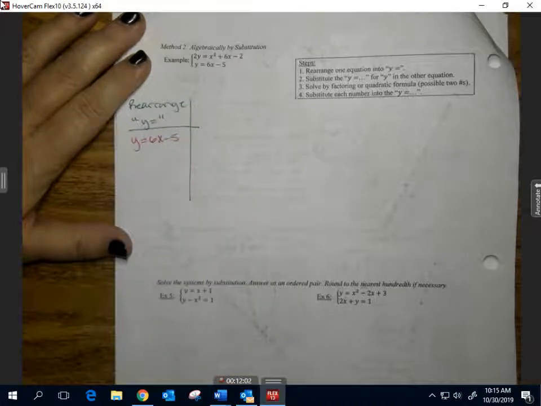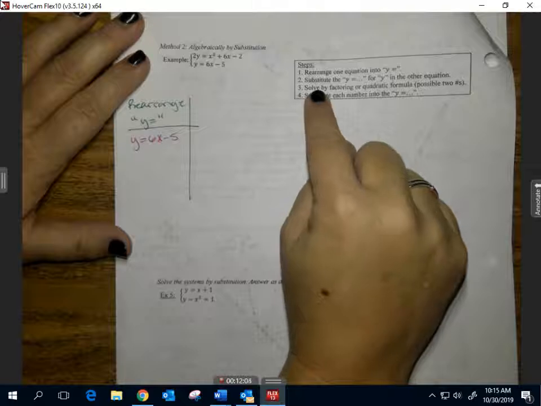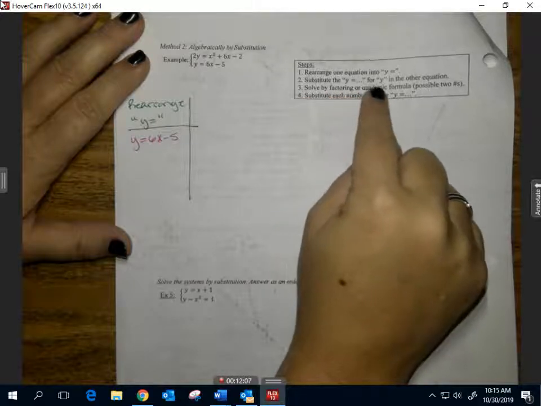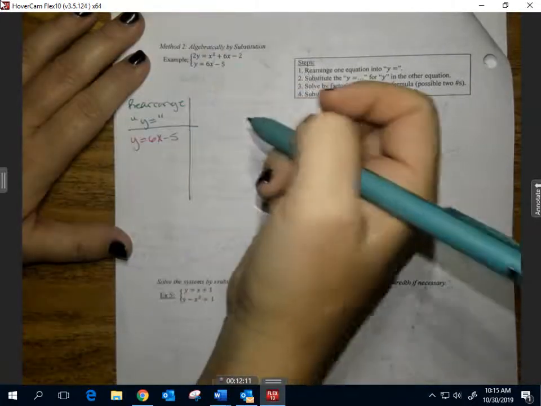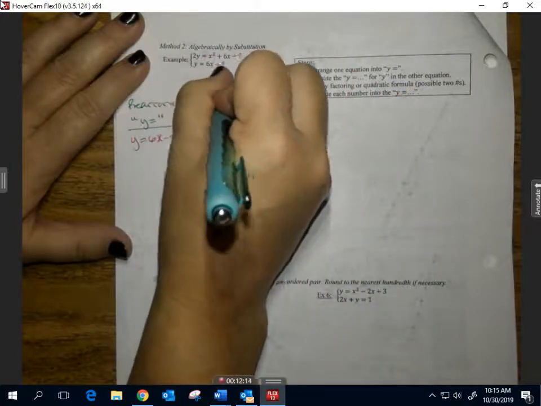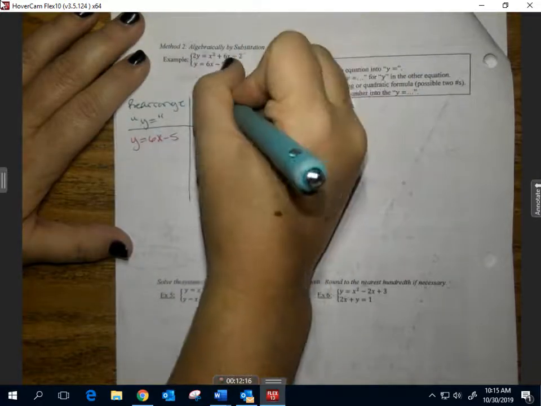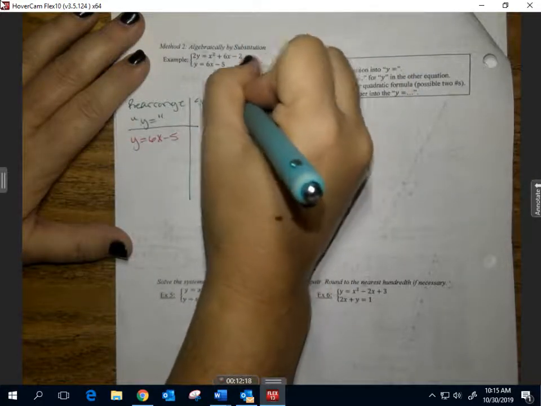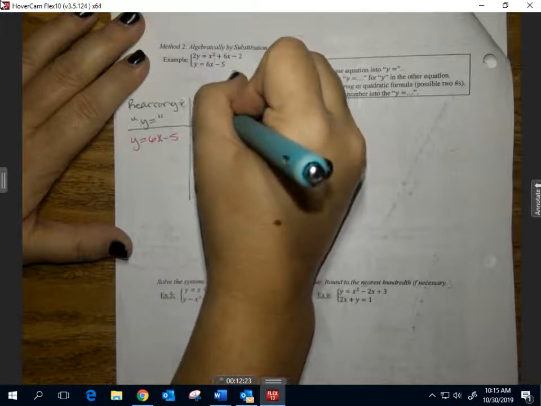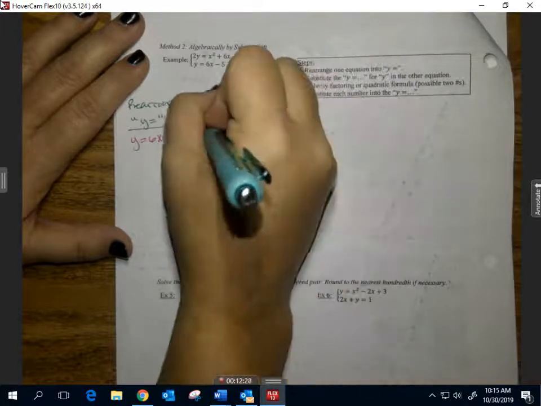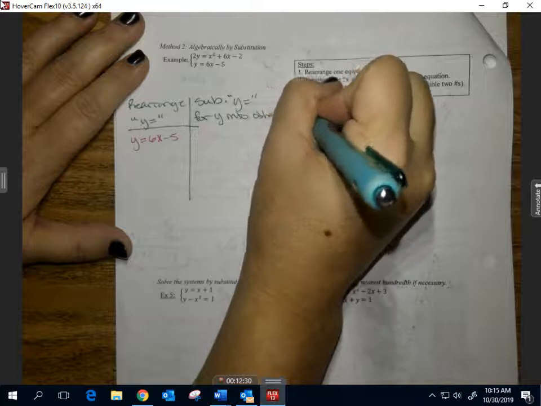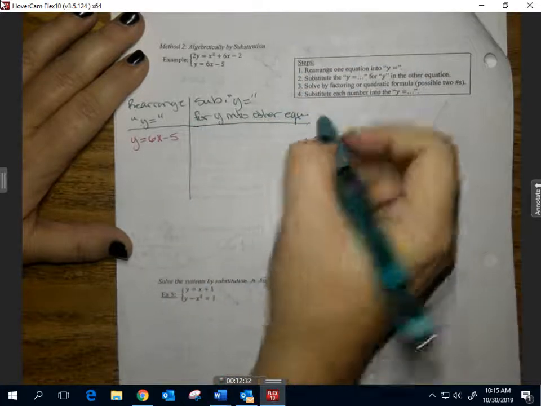So step 1's been done. Yes, we don't have to do any extra work here. Now step 2, it says substitute the y equals for y in the other equation. All right. So we're going to substitute y equals for y into the other equation. Okay?